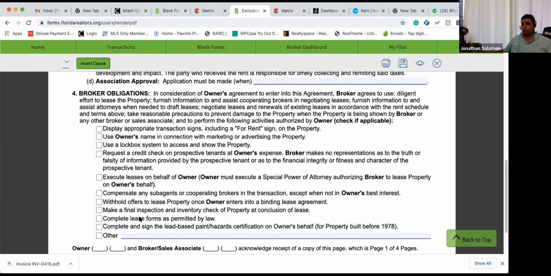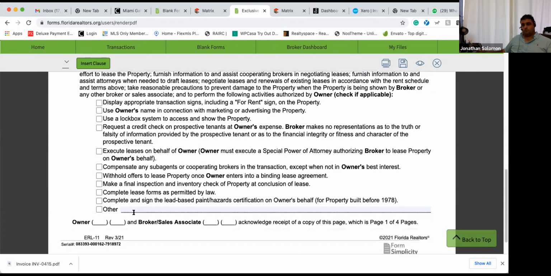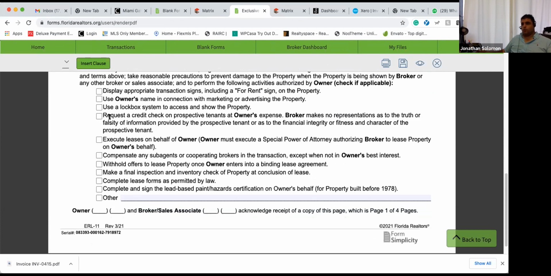Are we going to complete the lease for the landlord? Are we going to make final inspections and an inventory check of the property together with the potential tenant? Those are important things, whether we need to check them or not.